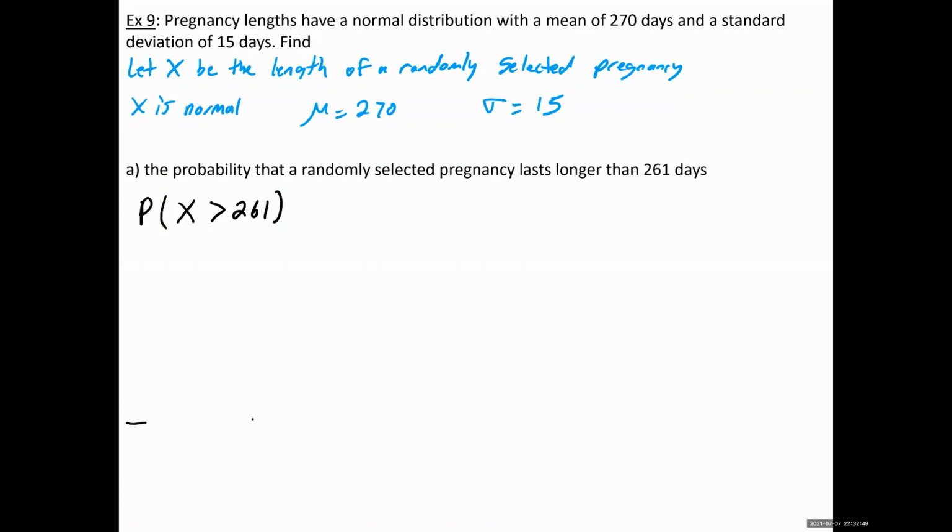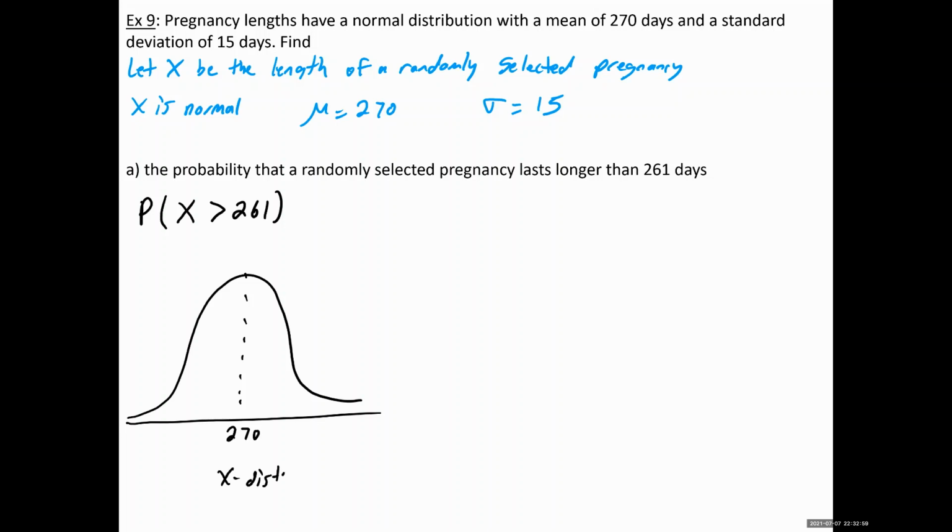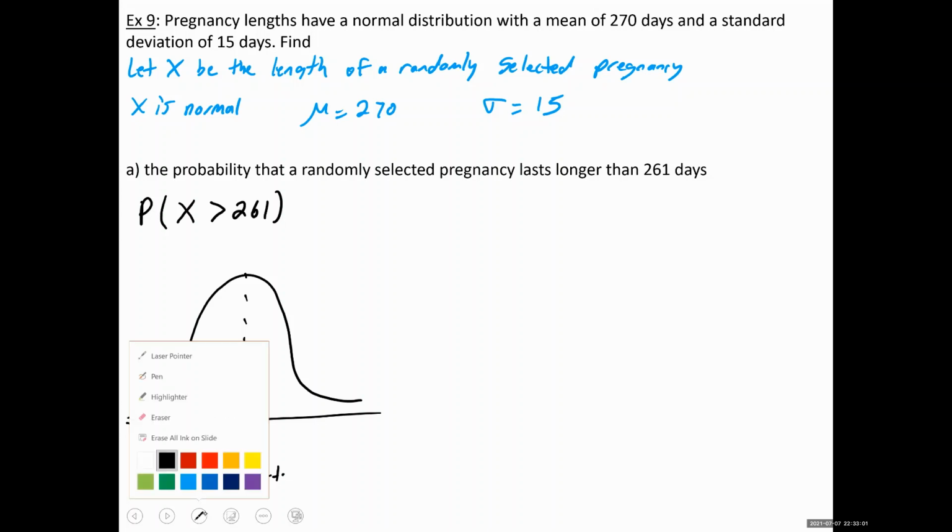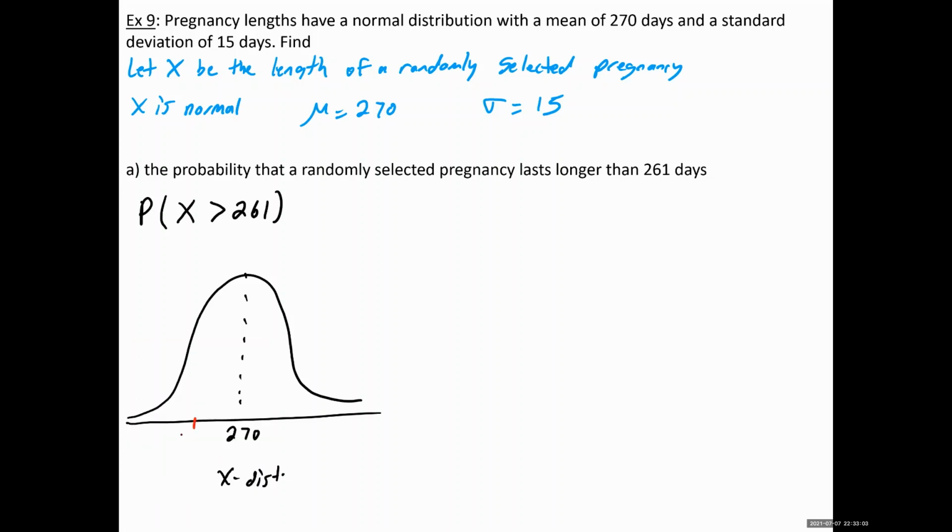Now we're going to draw a picture. Mean goes here. The mean is 270, so I'm going to put 270 right here. I'm going to label this X distribution again. The number is 261. It's less than 270, so it's going to be on the left of 270. I'm going to go from there up to the curve. And because it says greater than, we have to shade to the right. You always draw one picture for the original question. Please don't forget to do that on the exam.